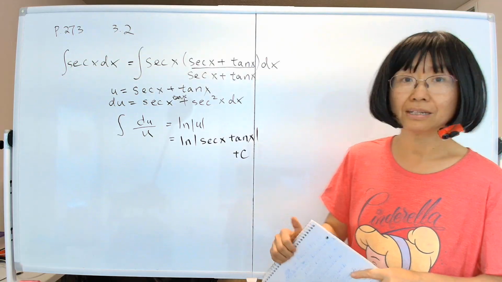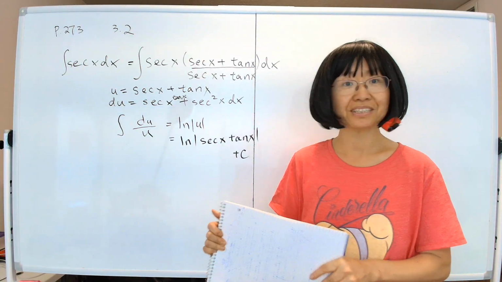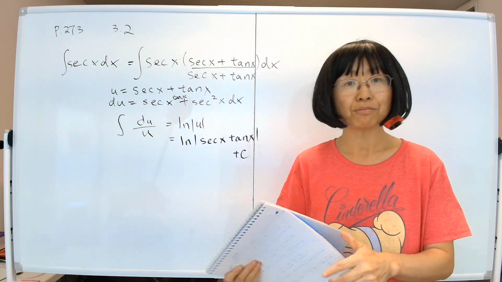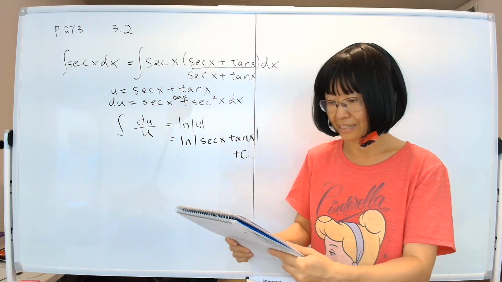But we're not paying too much attention to the cosecant or cotangent in this section. We're just focusing on the secant and the tangent.